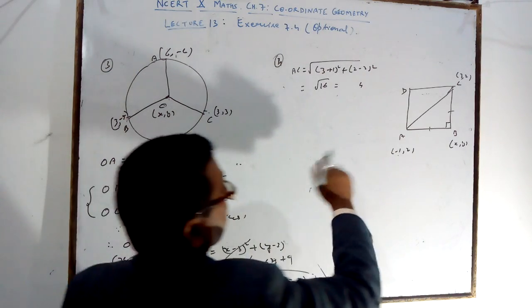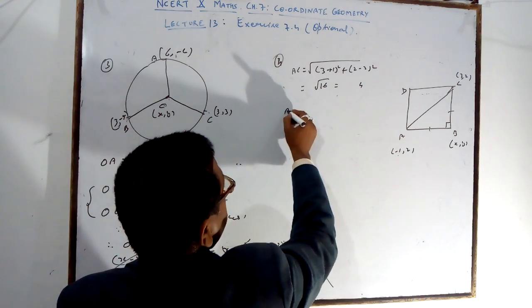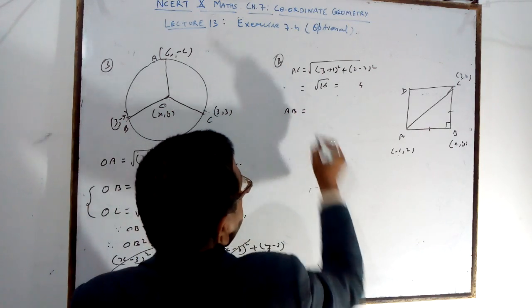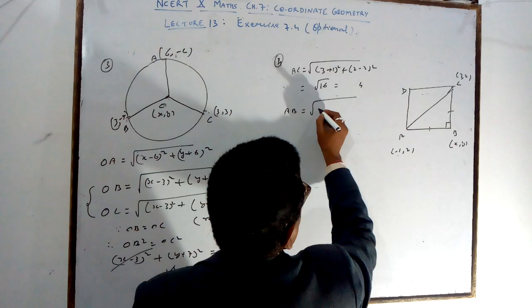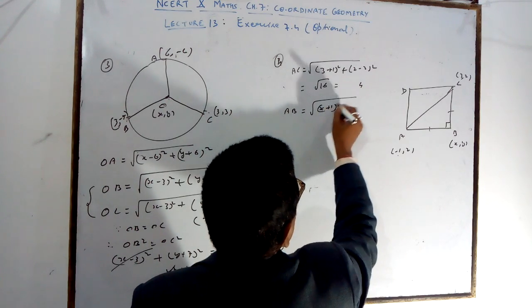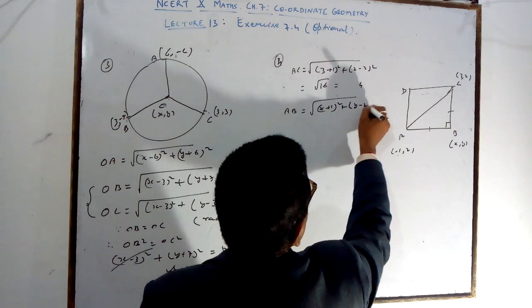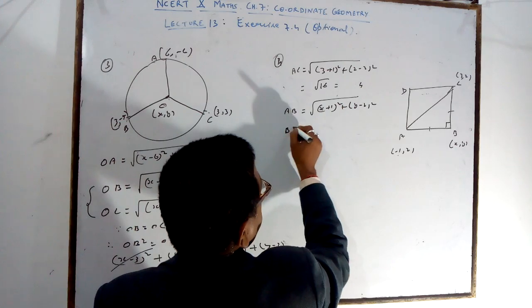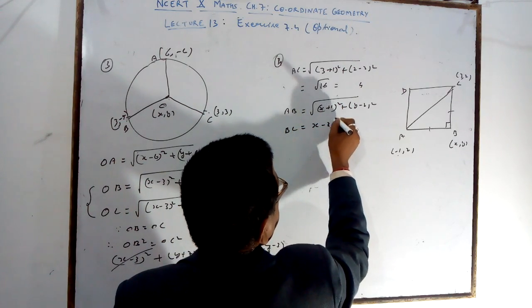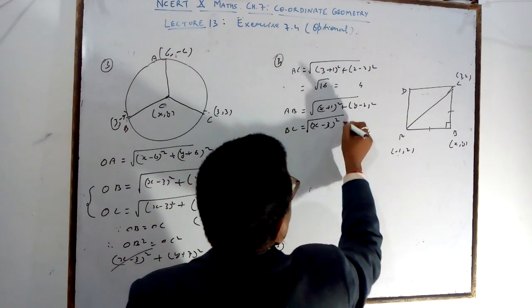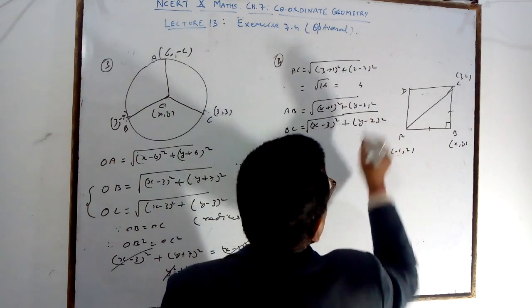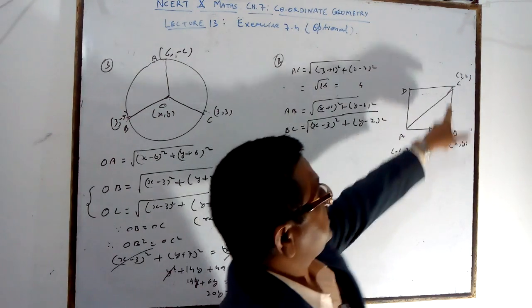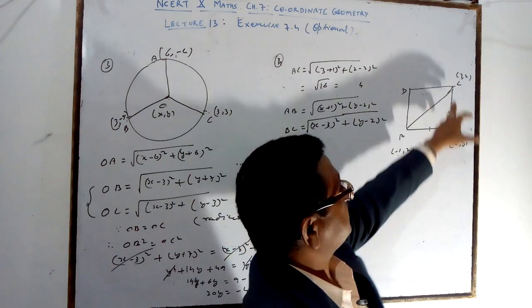So you are getting 4. Now you will see AB. AB is equal to under root (x plus 1) whole square plus (y minus 2) whole square. BC is equal to under root (x minus 3) whole square plus (y minus 2) whole square. AB is equal to this, BC is equal to this.